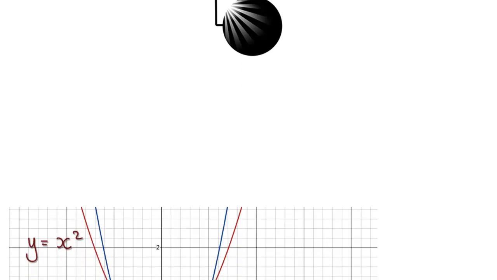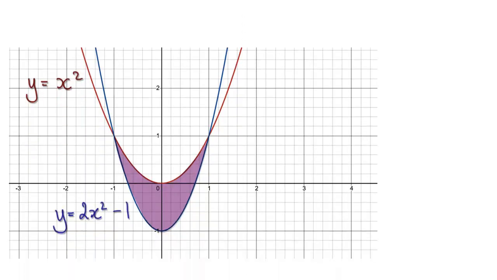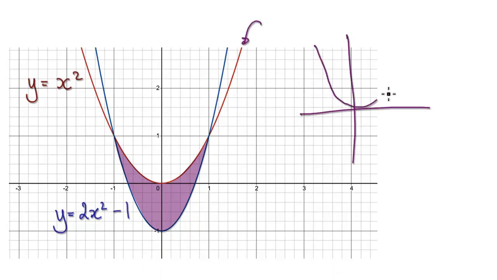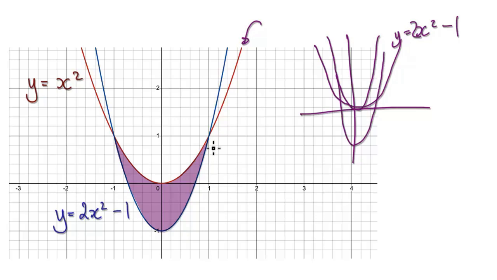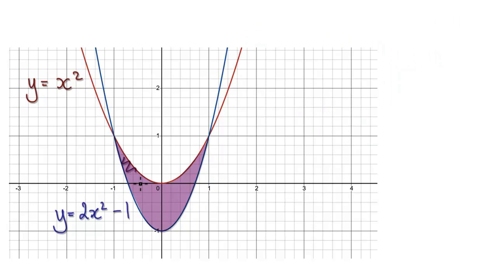Okay, let's give you guys an integration problem. So y equals x squared is this red line here. y equals x squared looks like this. And if you stick a 2 in front of it, it just makes it steeper. And then when you minus 1, it just drags that graph down, giving you this blue line here. Anyway, work out this area here.